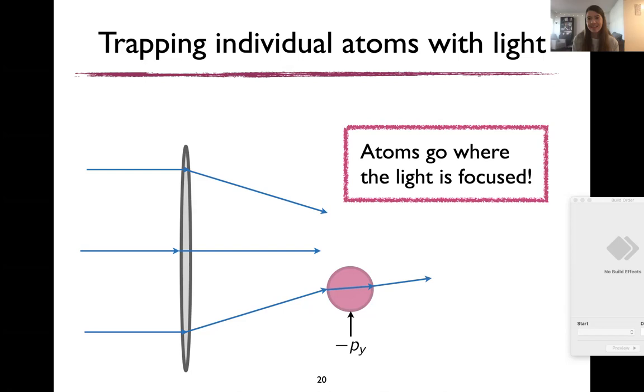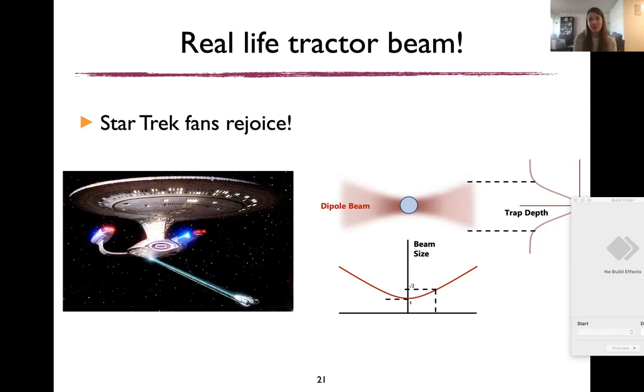Last week we learned that it's impossible to make lightsabers. So I have some good news for the Star Trek fans out there. We can actually build tractor beams, tiny tractor beams for atoms using light. You can think of a focusing beam of light as a little cup that will hold the atoms. These are called optical tweezers, and they have been very useful not only in physics, but biologists have been using them for many decades now to grab little cells or molecules and move them around. It's some really powerful technology.